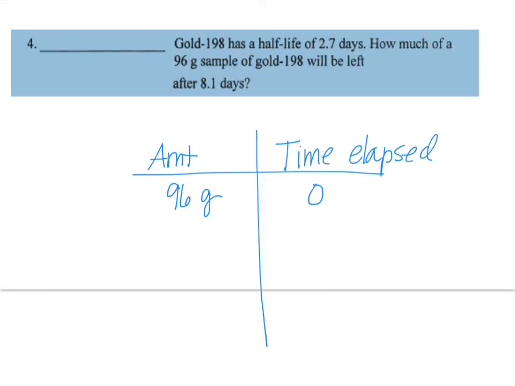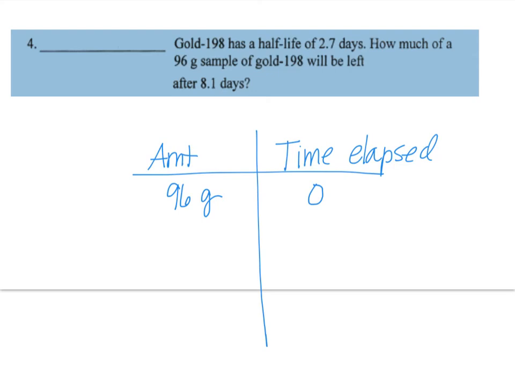Alright, so gold-198 has a half-life of 2.7 days. How much of a 96-gram sample of gold will be left after 8.1 days? So this is a half-life problem, obviously, so this is where we set up our chart. I've started the chart for you, amount versus time elapsed, and so we're just going to start going through our half-lives and see how much is left.